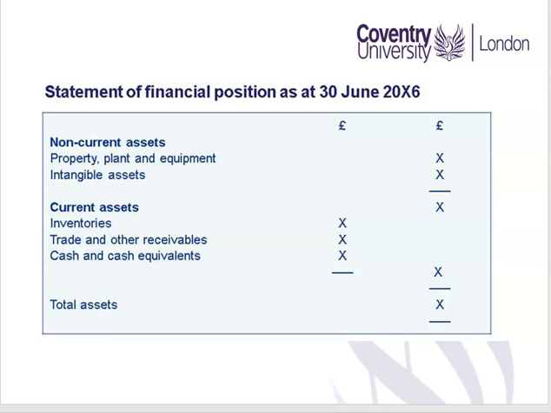So the statement of financial position at 30th of June 20X6. You can see that starting with non-current assets, you have property, plant, and equipment, intangible assets. You could also have investment properties as well. For current assets, you have inventories, trade and other receivables, cash and cash equivalents. When you add that together, you have total assets. This figure of total assets must agree with total equity and liabilities. The next will show the total equity and liabilities.